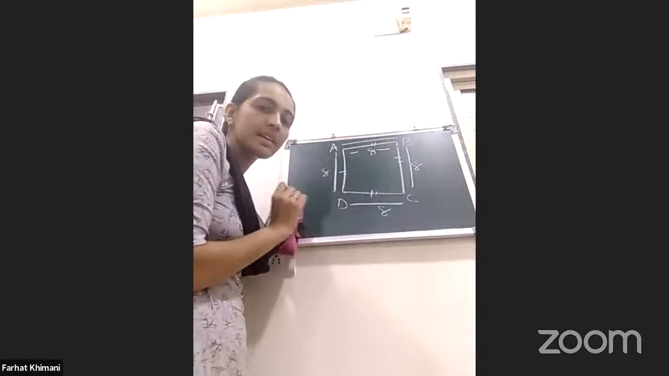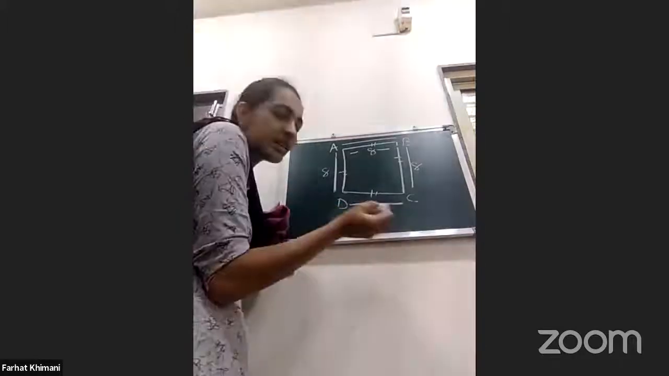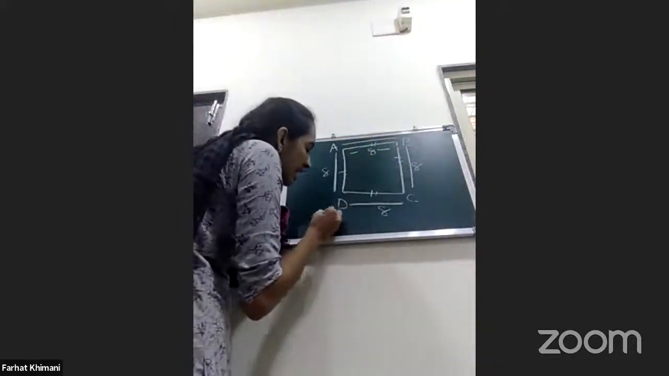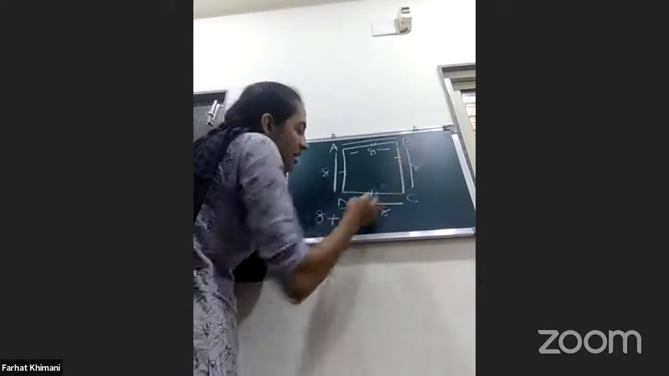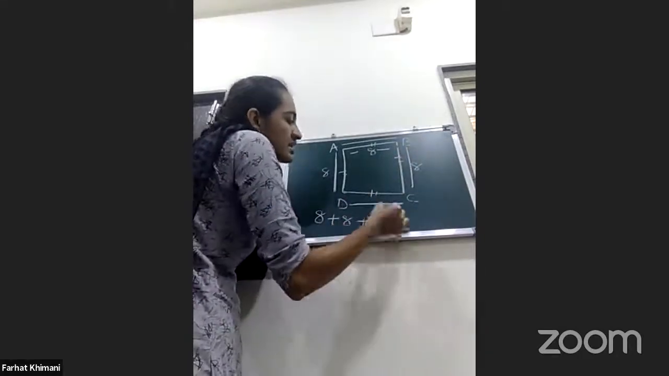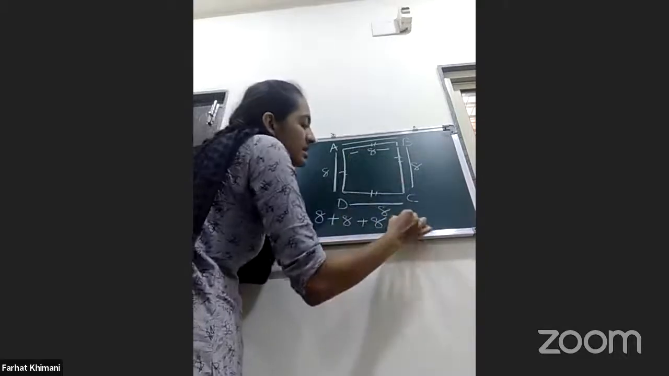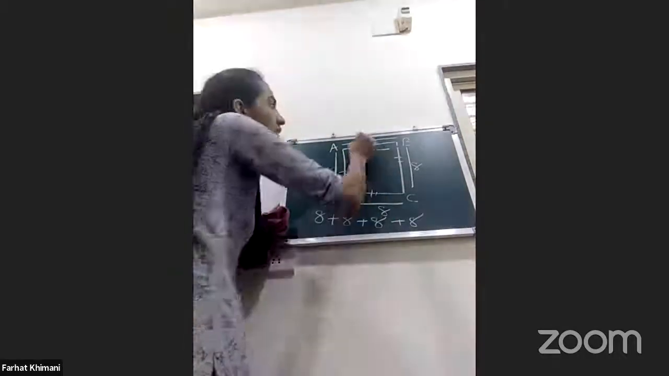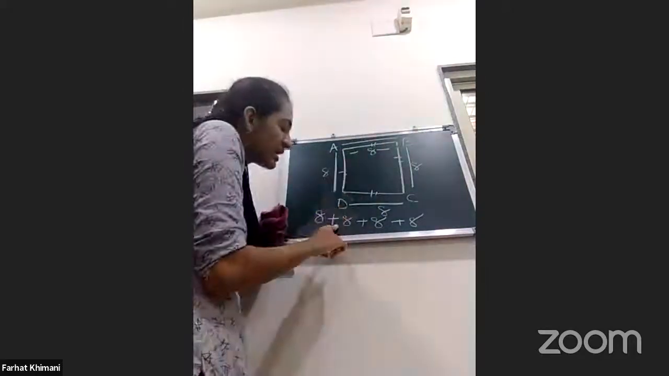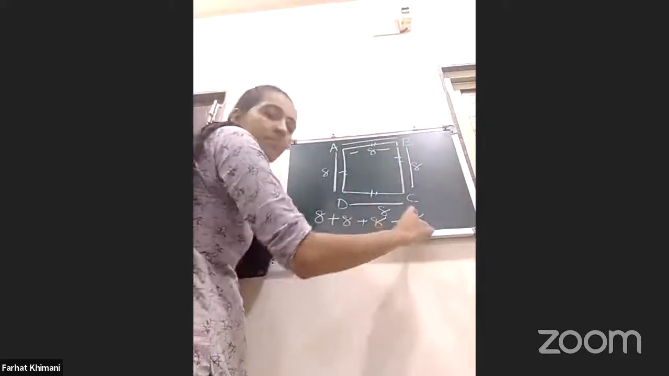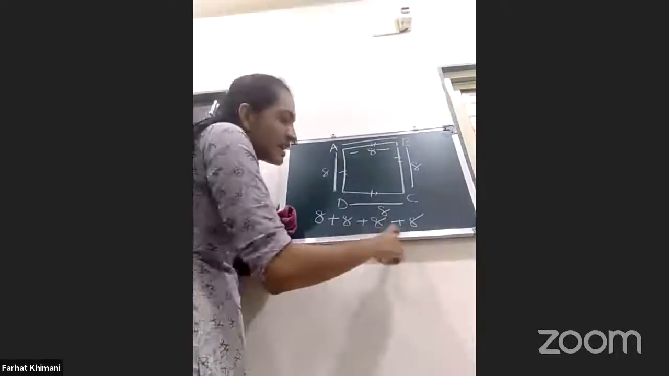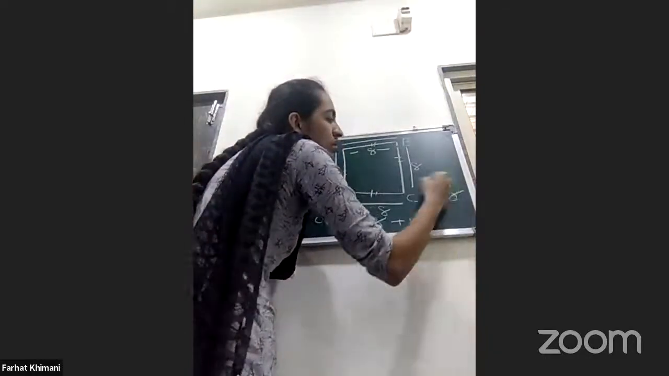So what do we get? How do we find the perimeter? We will add all these four sides: 8 plus 8 plus 8 plus 8. So instead of adding 4 times, we will multiply it by 4.